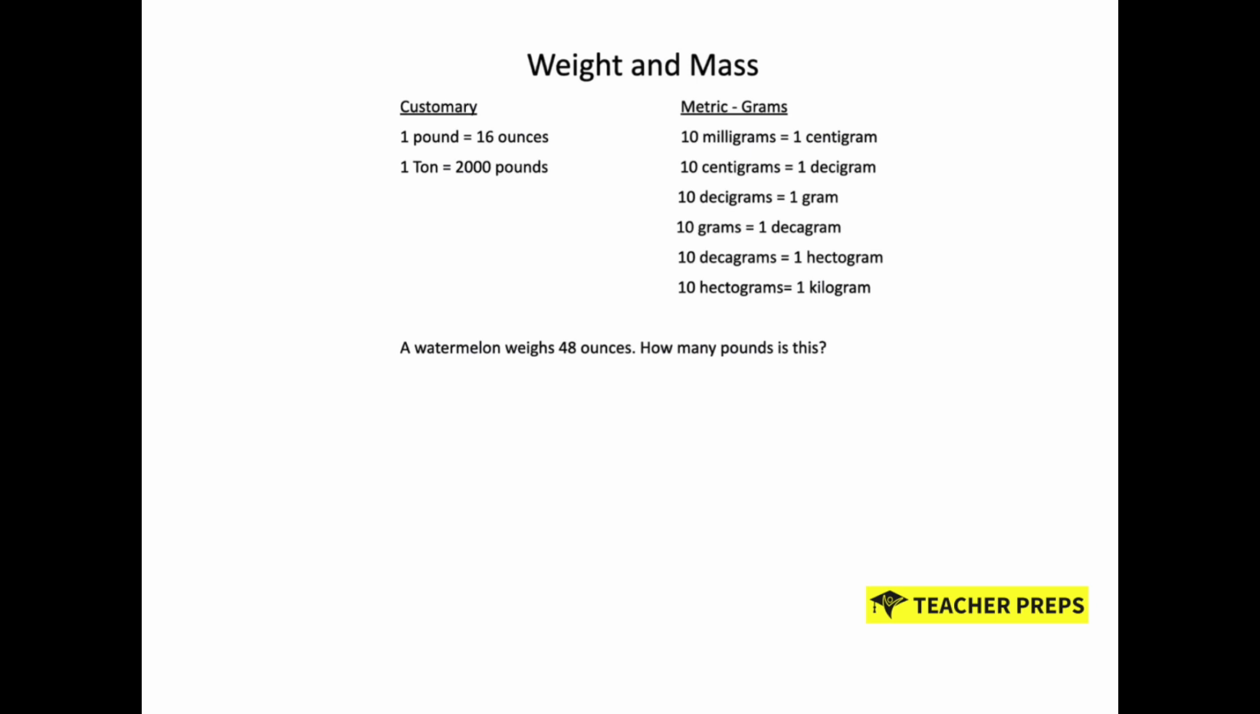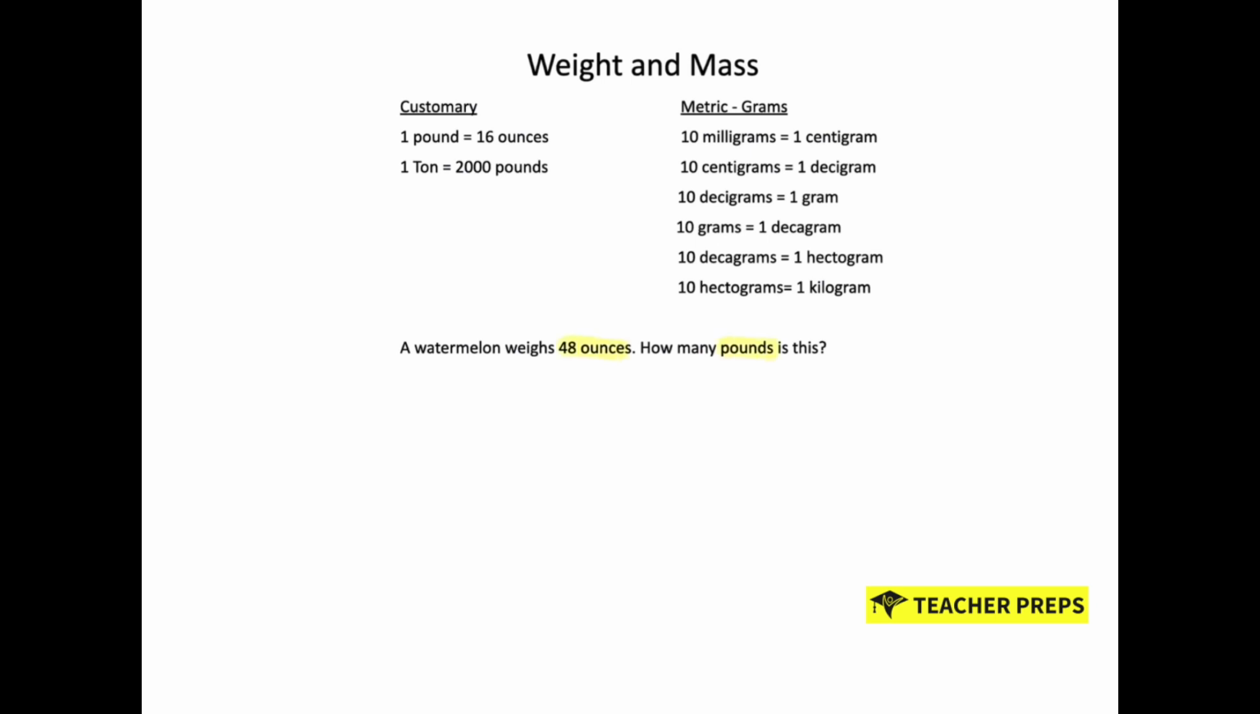The conversions for weight are listed below. Take a second to look at the conversions in both the customary and metric systems. Now, pause the video and see if you can answer the question that follows. This question says that a watermelon weighs 48 ounces. How many pounds is this?